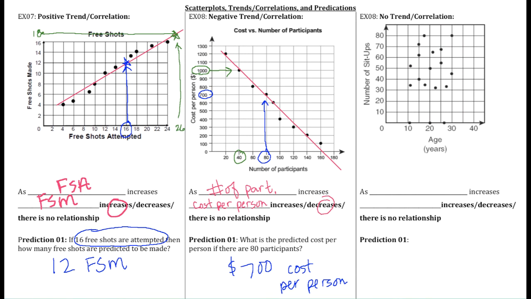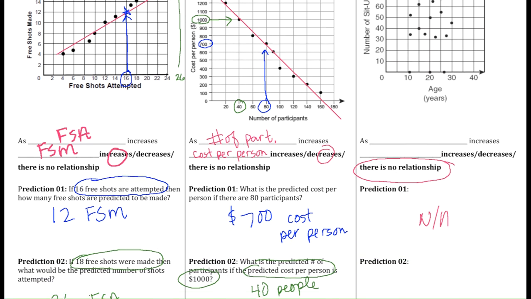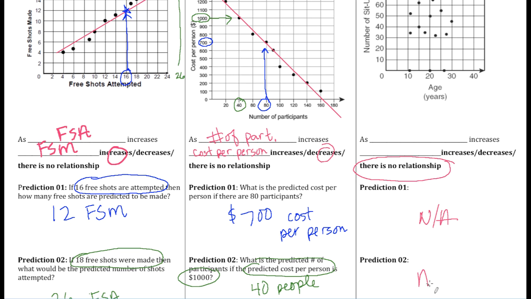Okay, so this is called no trend or no correlation, because there's no line that's really better or worse than the other, because it's just all over the place. We can't even do that. We would just put there is no relationship, and this is NA, not applicable. Yep, and that's it.